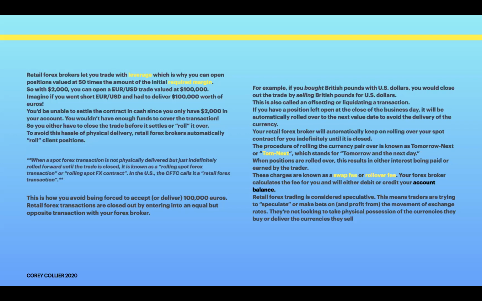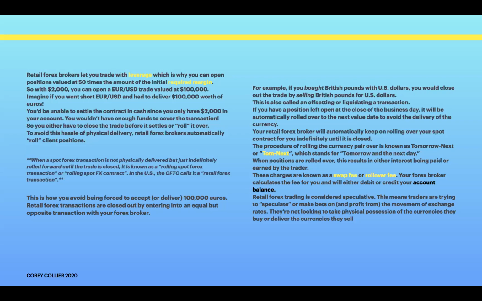So imagine if you went short Euro USD and had to deliver that much worth of euros to somebody, right? Physically, like that would almost make me sick. But listen, you'd be unable to settle the contract in cash since you only have 2,000 basically, right, in your account. You wouldn't have enough funds to cover the transaction. So you either have to close the trade before it settles or rolls over. To avoid this hassle of physical delivery, retail Forex brokers automatically roll their client positions. So that's why we don't physically have to do anything, right?